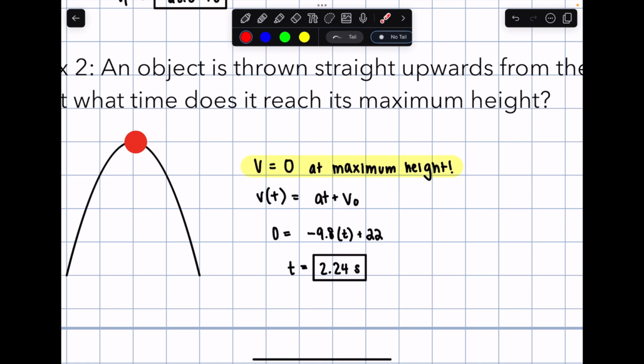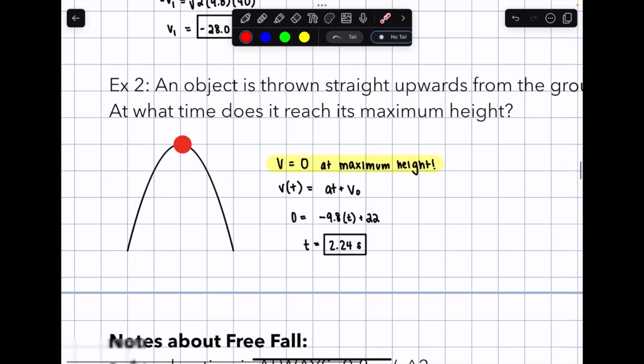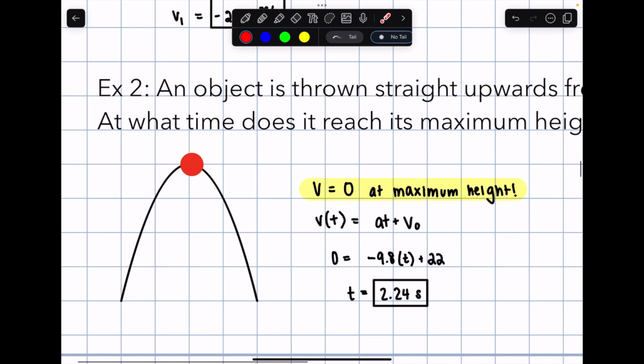we're trying to solve for the time at which velocity equals zero, we set velocity equal to zero, plug in acceleration, leave t as a variable, and then plug in our initial velocity. And we get that the time equals 2.24 seconds. And so again, for a quick sanity check, that's how long it takes for this object to reach from here to here. Now, here's some quick notes about freefall.